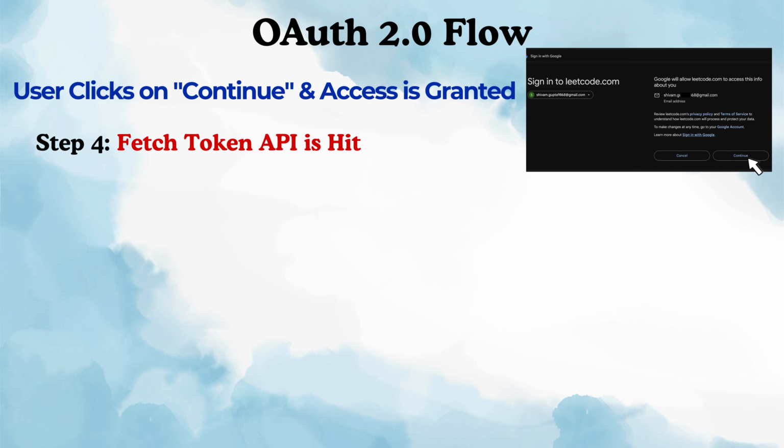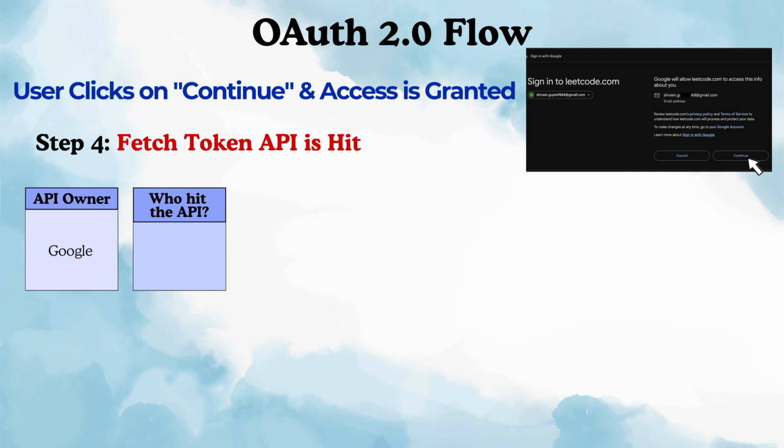Now step 4 is that a fetch token API will be hit. Now whose API is this? It's Google's API. But when was it called? We just saw on the browser that the last thing that happened was the callback API was hit, and after that the access was granted. So who hit this API and when was it hit? Actually this API will be hit by LeetCode's backend server.